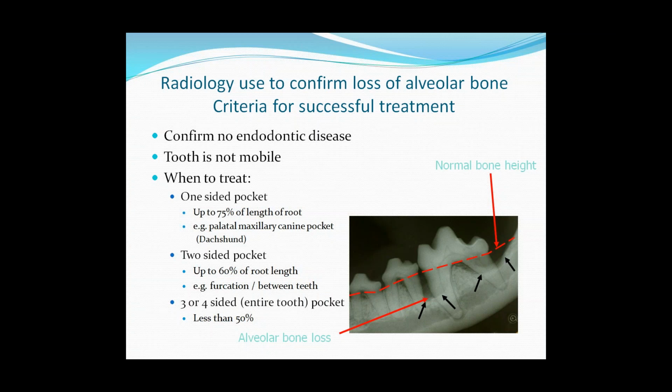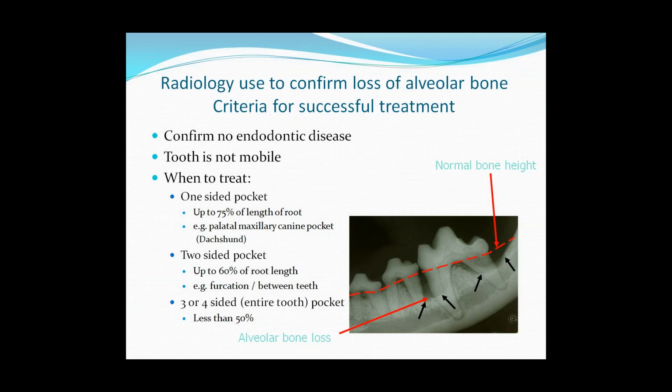As a rough criterion, what I say is if you could determine when you've got a pocket and break it down into how many walls that particular void has, and the length of the root and the amount of loss of structure on that root, that will determine whether the tooth should or can be saved. So for example, a one-sided pocket would be a case where you've got bone on three sides and you've lost attachment on only one side of the tooth.